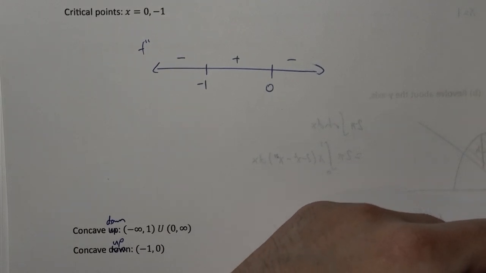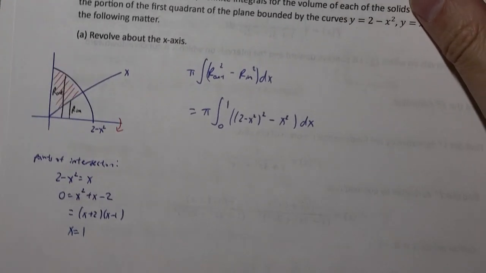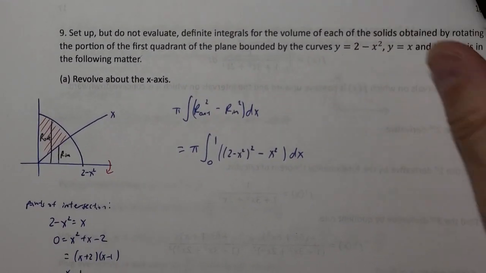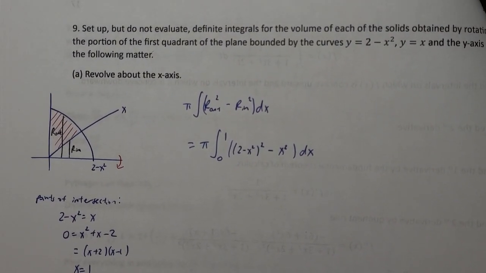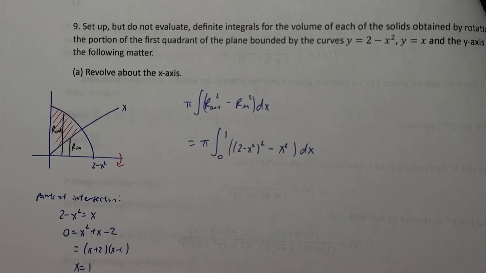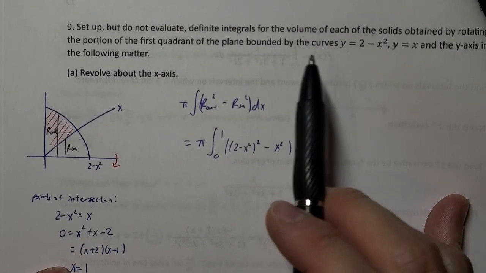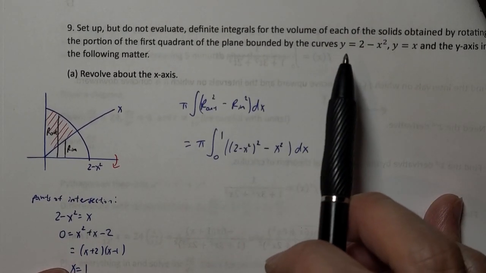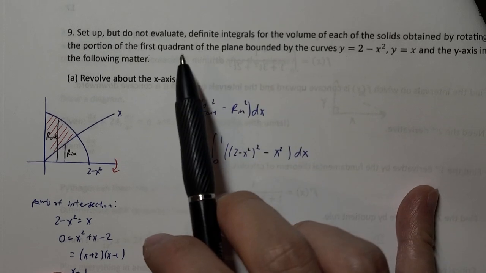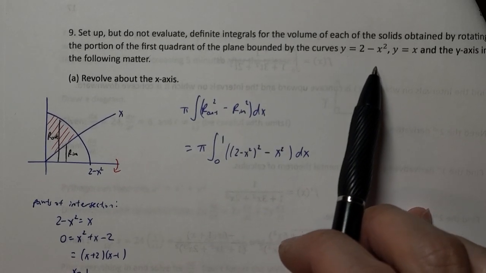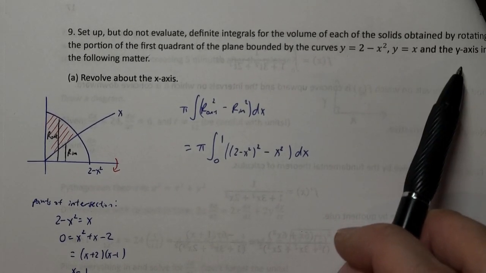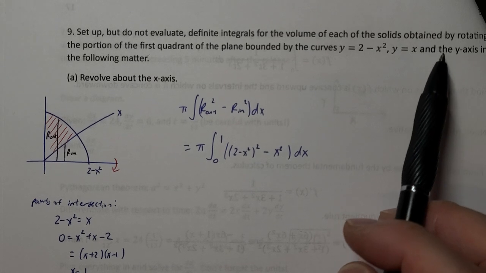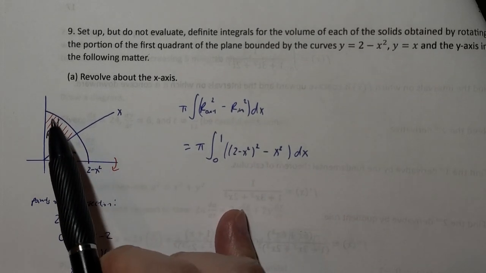That's number 8. Okay, the volume questions. Remember I said, always draw out the R out, R in, or the R and the H, depending on the washer or shell method. Now this time the region is bounded in the first quadrant by y equals 2 minus x squared, y equals x, and the y-axis. So let's sketch the region first, as always.